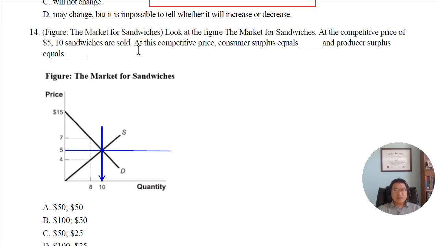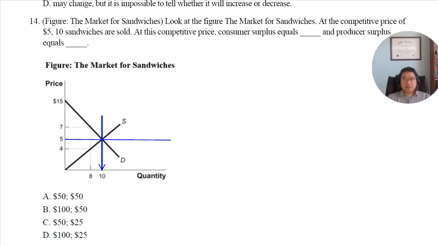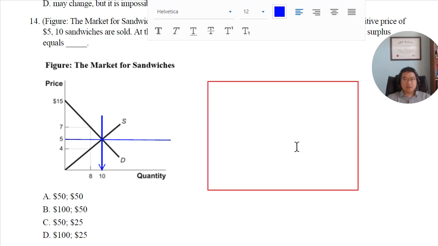So at this competitive price, consumer surplus equals what? And the producer surplus equals what? And we can have more space. So let's look at consumer surplus. Again, it's the height times the base. The base is 10, right? 10 times the height. Height is what?